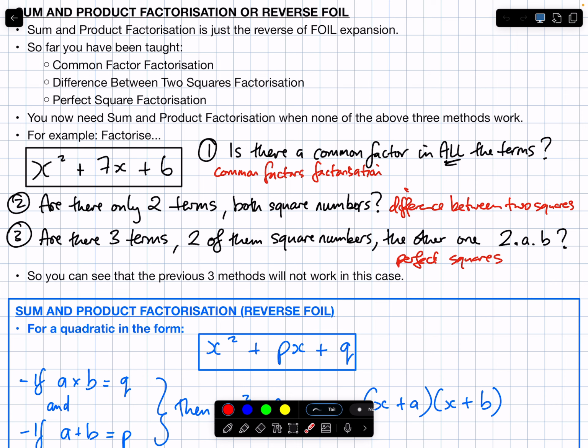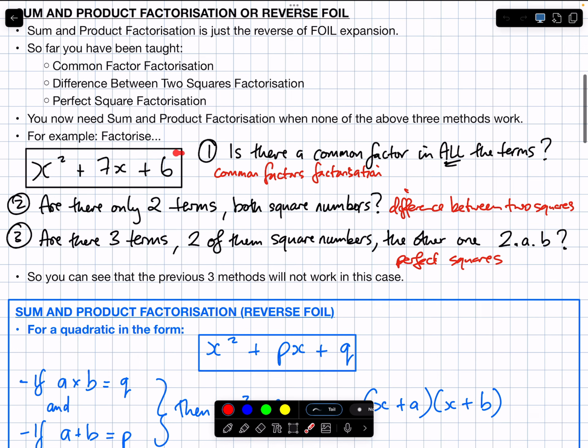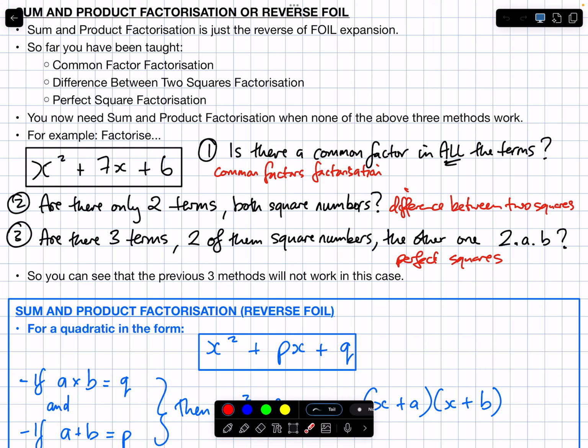You're going to try difference between two squares. But difference between two squares only works when there's two terms and there's a subtraction between them. Is that two terms with a subtraction between them? No, that doesn't work either. So you've been like, Mr. T, why'd you teach us these if none of them work? This last one, perfect squares. Are there three terms? Yes. Are two of them square numbers? This one's a square number, but 6 isn't. So all of our different tools have failed.